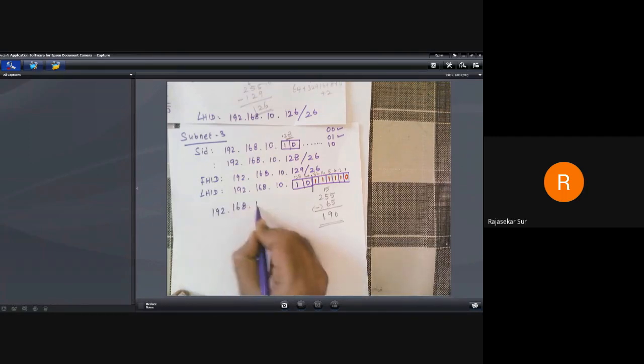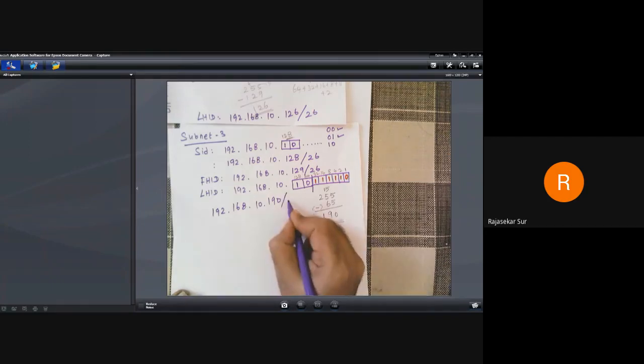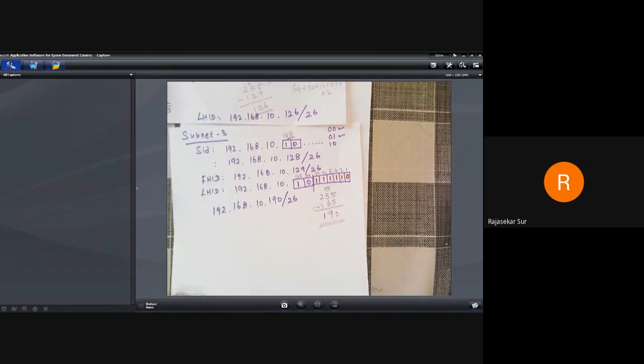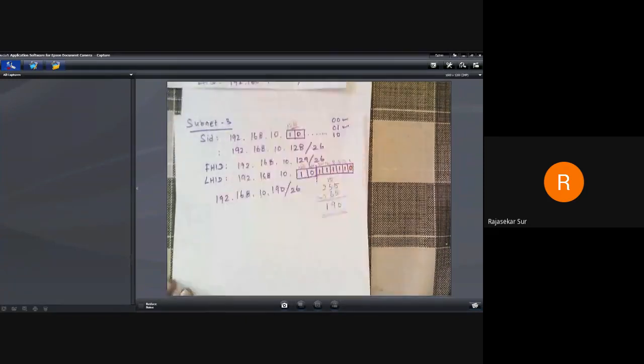Now, what is the last host ID? 192.168.10.190/26. If I am wrong, please tell me. Some simple calculation mistakes will happen sometimes, so please follow me. This is your last host ID. I'm just seeing the chat box. Has anybody given the last host? Yes, some students have given answers. Very good. Some students made a little mistake, but no problem. This is going to be your last host address.